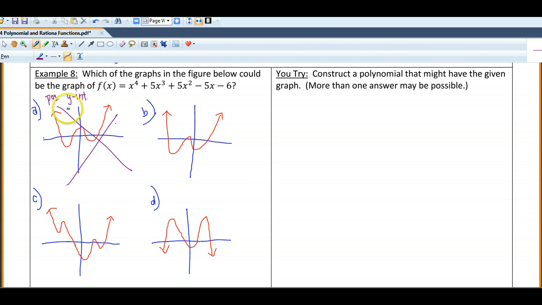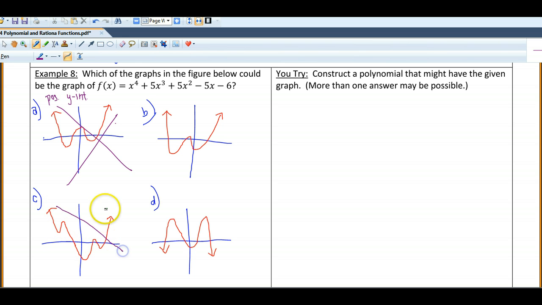We don't currently have any methods for finding the x-intercepts in terms of factoring this. So let's move on to investigate the turning points of each graph. Since f is of degree 4, the graph of f has at most 3 turning points. So let's take a look. This one has 1, 2, 3 turning points. This one has 1, 2, 3, 4, 5.